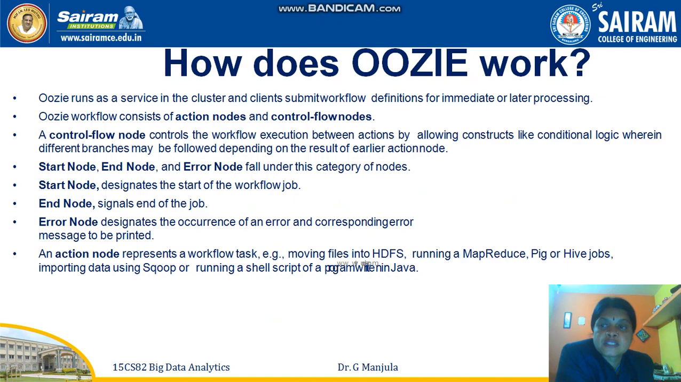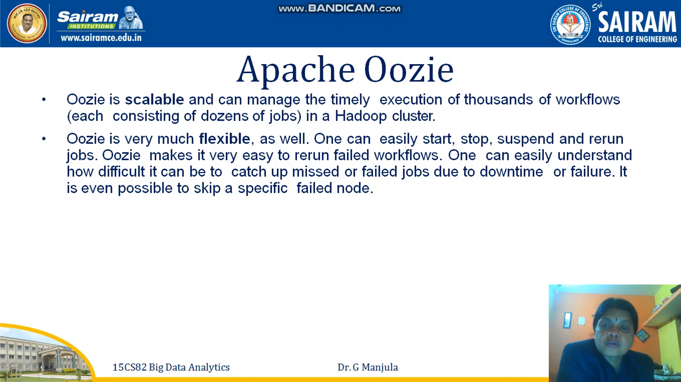Now I will explain the theme. In the control flow, there will be a start node and an end node. The kill node designates the occurrence of an error, and the corresponding error message is printed. An action node represents a workflow task. Oozie is also very flexible. One can easily start, stop, suspend and rerun jobs. So please remember, my dear students, the 4 operations: start and stop, suspend, and rerun the jobs. These are the flexibilities of Oozie.